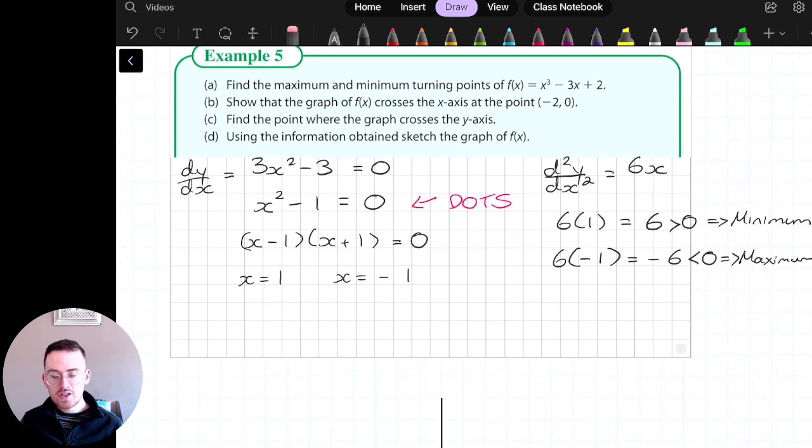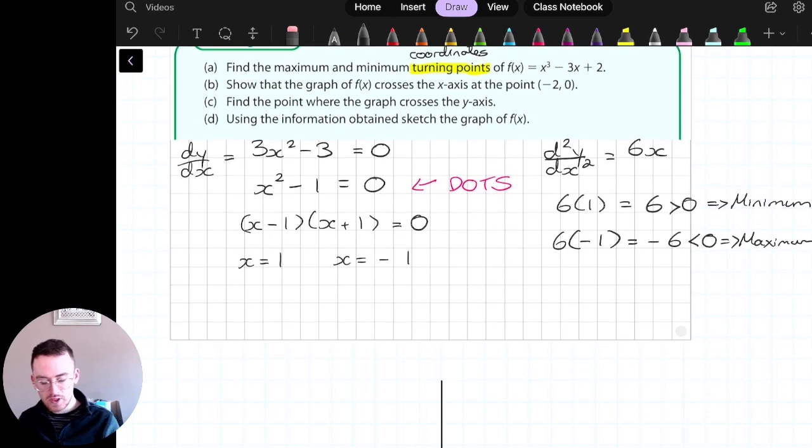We've been asked to find turning points, so we should remember that if we're asked to find turning points, we're looking for coordinates. So we need to find coordinates. We know y is equal to f of x, and I should be consistent with my notation, so instead of dy/dx we'll say f dash x, and for the second derivative we'll use f double dash x, whatever you like. So let's find now f of 1.